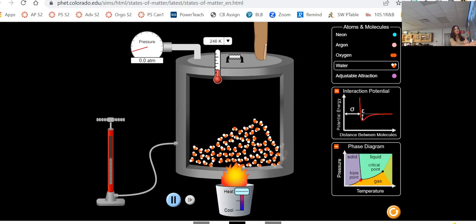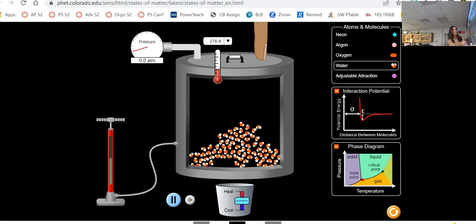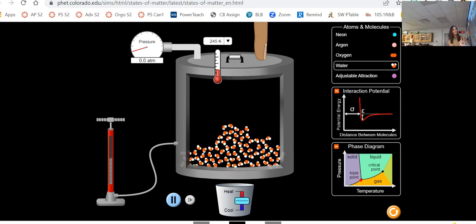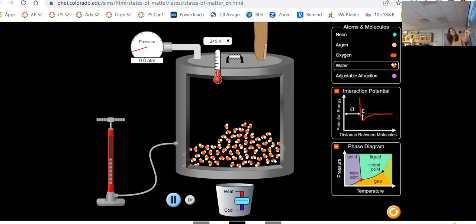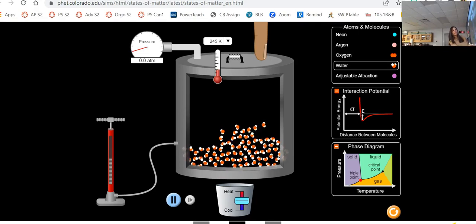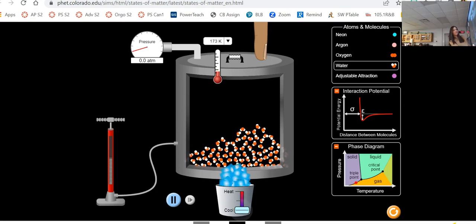I did that a little bit too fast, so let's go back. Okay, so here is right around our triple point, where some of them might be going into the gas phase, okay? And then I'm going to decrease the temperature, and now it is strictly just a solid.